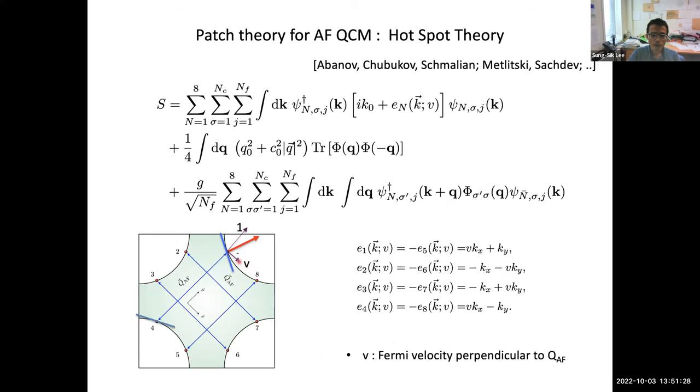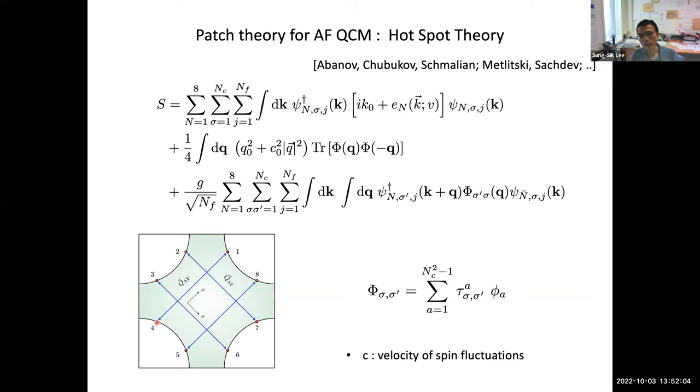This V represents the Fermi velocity that is perpendicular to the Q vector, measured in units of the Fermi velocity that is parallel to the Q vector. In general, V is non-zero, but if V was zero, that means the pair of hotspots connected by the Q vector become nested, become anti-parallel to each other. So for that reason, we call V a nesting angle. And it turns out this theory is solvable in the small V limit, okay?